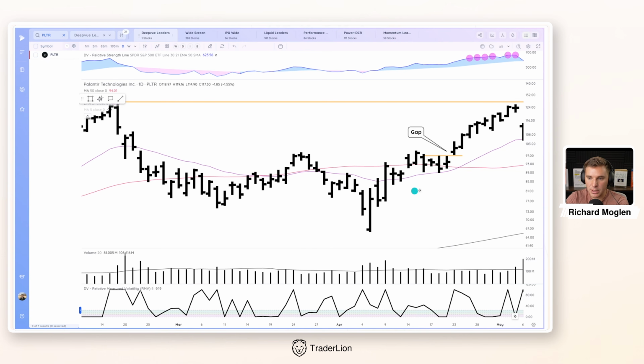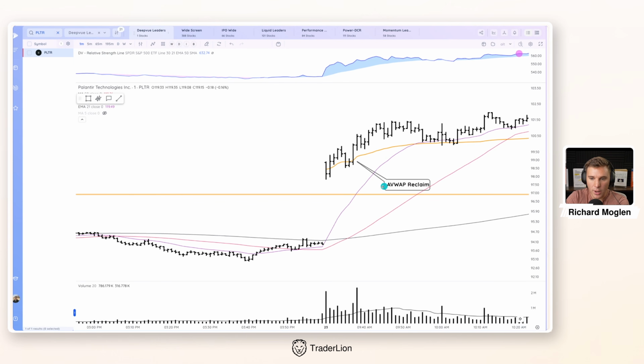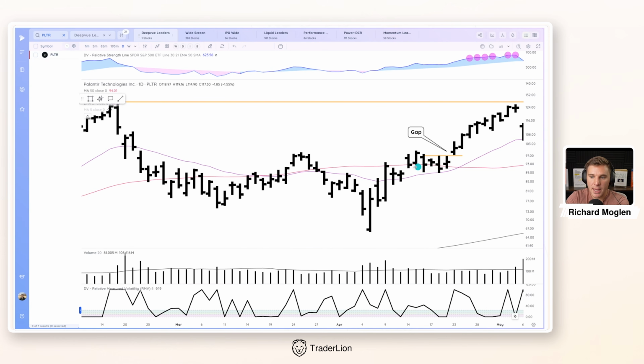I've got another example here at Palantir. This is from this nice defined range, but we get a gap up. So how do we manage this? Well, on the gap up, we have a little bit of a move higher, a pullback, and then an anchored VWAP reclaim. You can set your stop at the low of the day and manage your risk. And that would be a way to position in this name after this gap up.